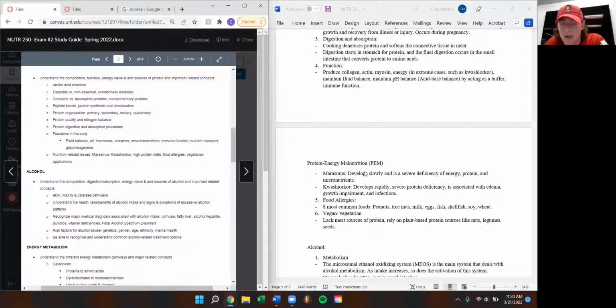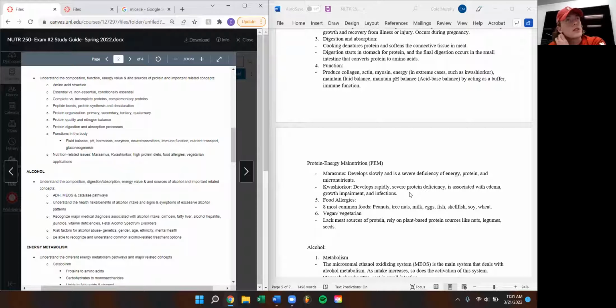marasmus. I don't know how to say that, but this develops slowly and is a severe deficiency of energy, protein, and micronutrients. And then you also have kwashiorkor, and this one develops rapidly and is again a severe protein deficiency. And then there was a slide on your deck that talked about what these deficiencies are associated with. So this is with edema, growth impairment, and infections.